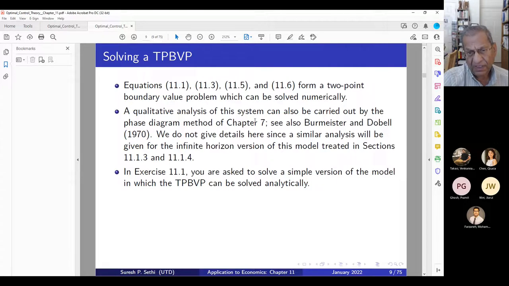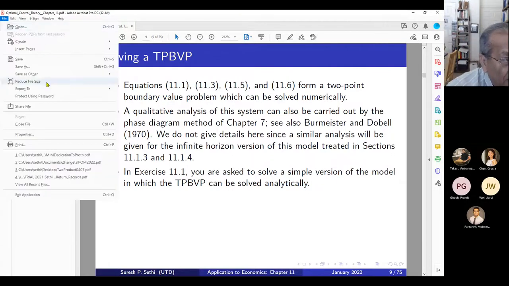This has to change. Chapter 7 had a phase diagram method that I removed.